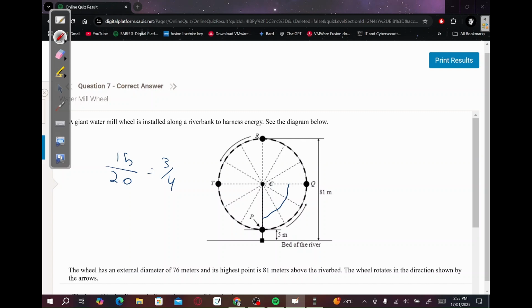This is gonna happen in, I believe, 5 minutes. In 5 minutes, it's gonna turn to Q, and then in another 5 minutes, it's gonna be R. So this is 10 minutes so far. This is half a rotation. 3/4, so we add another 5 minutes, 15 minutes here. It's gonna be at point T, right? So it's gonna be at T, and this is our answer.